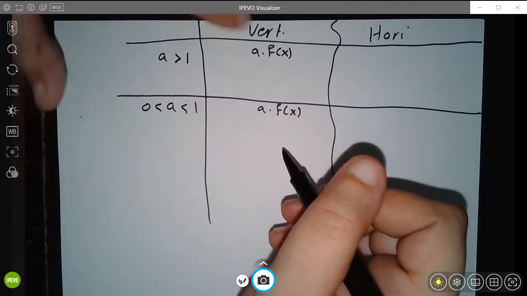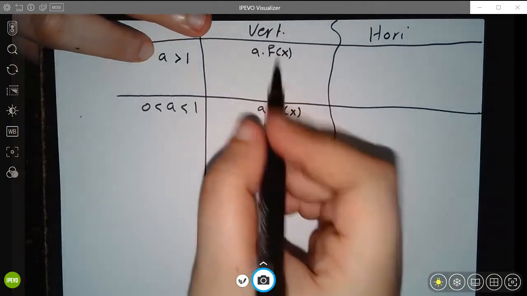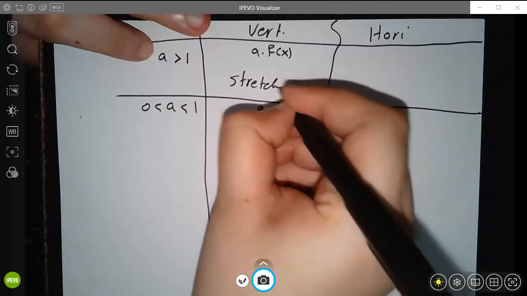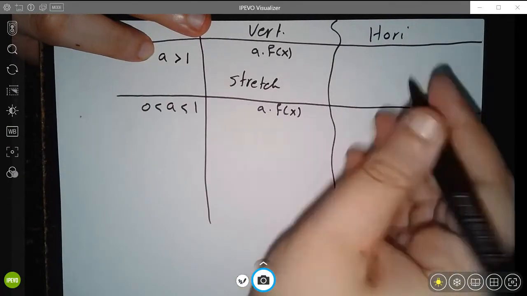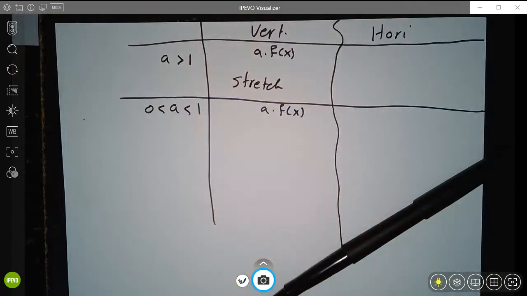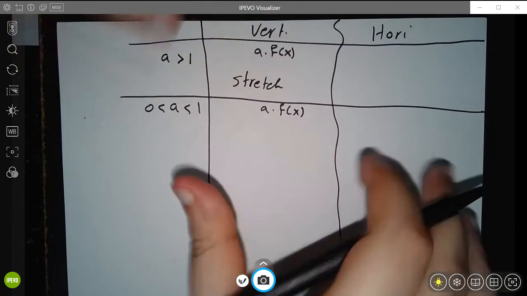Now, what happens when you multiply by a number that's bigger than 1? Then vertical function is going to stretch. And by stretch, I mean you're literally going to grab whatever graph you see and pull vertically. It's going to stretch. Think of a rubber band that's getting taut.